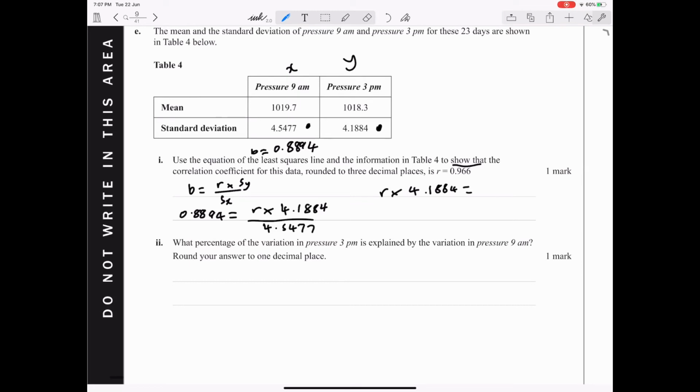So R times 4.1884 equals 0.8894 times 4.5477, and then R would equal 0.8894 times 4.5477 on 4.1884. So I'm just solving using algebra. If you put that on your calculator, you'll get the correlation coefficient is 0.966 to 3 decimal places.